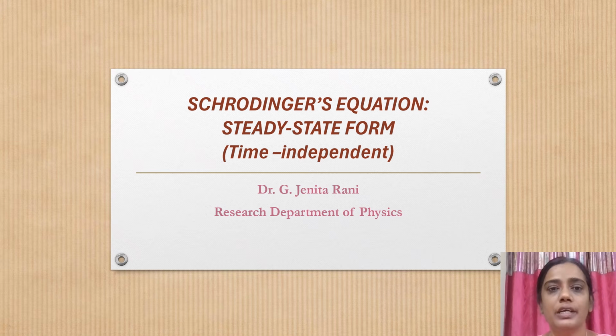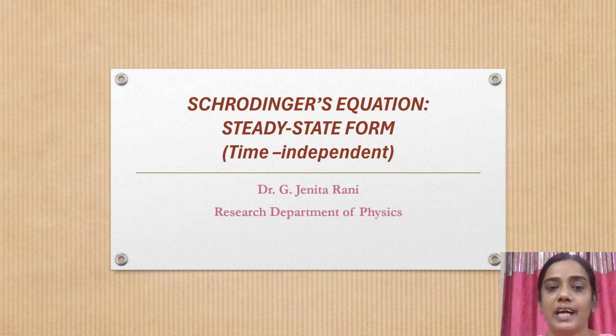Today we are going to see the Schrodinger equation, which is time independent. We have already seen the time dependent Schrodinger equation. What is the basic difference between the time dependent Schrodinger equation and the time independent Schrodinger equation? The time dependent Schrodinger equation is the general form of the Schrodinger equation that describes the time evolution of the wave function for a quantum system, including the position and the time factor.